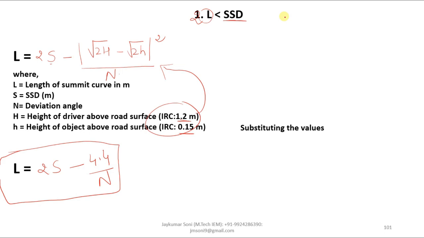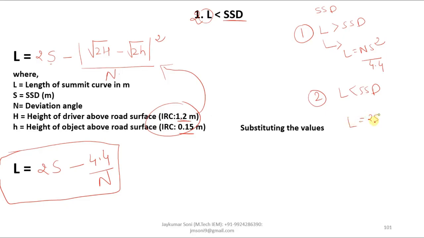So we have learned two cases. For the first case, if L is more than SSD, the equation will be L is equal to NS square divided by 4.4. And the second equation is, if L is less than SSD, then one will get L is equal to 2S minus 4.4 by N. So this was the computation about stopping sight distance.